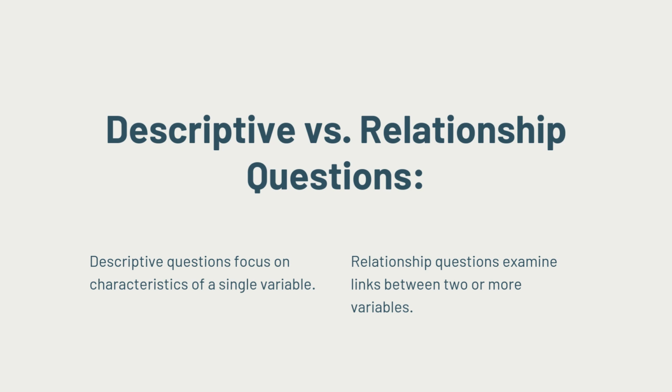So, in this example, we're clearly examining if there is a pattern that connects these two variables. Relationship questions are fundamental in quantitative research because they often lead to testing hypotheses about cause and effect or about correlation.